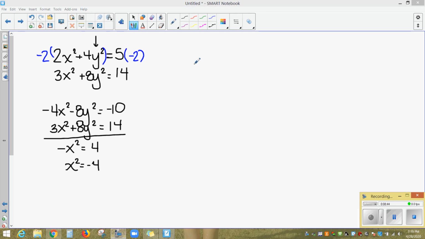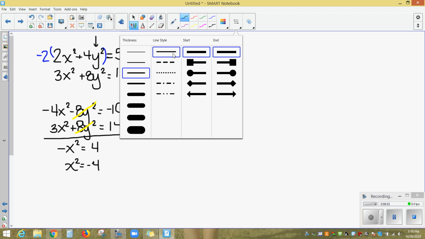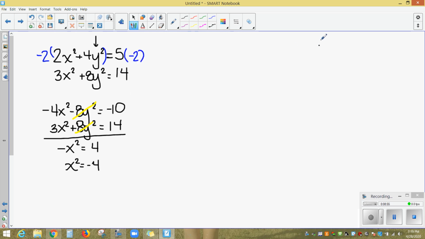Just want to check in with you for a moment. When we multiply both sides of the top equation times negative 2, we add the two new equations together. It gets rid of the x squareds, sorry, the y squareds, and it leaves us with x squareds. But we're to a step where it says x squared equals negative 4.